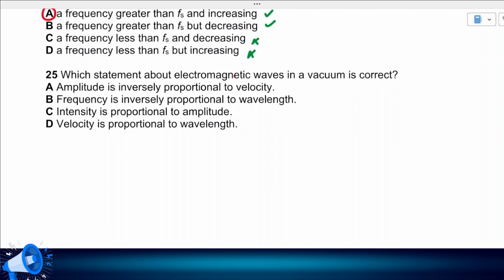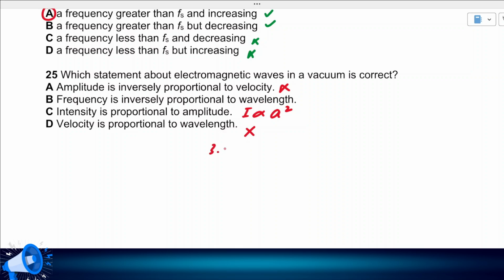Which statement about the electromagnetic waves in a vacuum is correct? Amplitude is proportional to velocity? No. Intensity is proportional to amplitude? No. Intensity is proportional to the square of the amplitude. Velocity is proportional to the wavelength? Nope. Their velocity is constant.